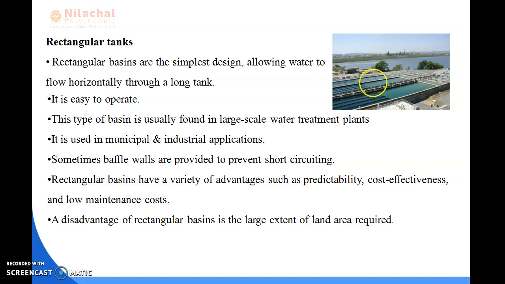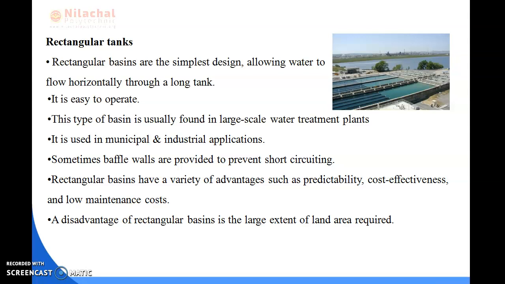You can see here, this is the baffle valves. Okay, this is the baffle valves to prevent the short circuiting. And the rectangular basins have a variety of advantages such as predictability, cost effectiveness, and low maintenance cost. A disadvantage of the rectangular basin is the large extent of land area required. Okay, so this is all about the rectangular basin, or you can say rectangular tank.